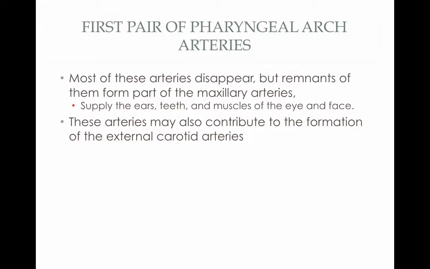So the first pair of pharyngeal arch arteries, these are arteries that disappear, but remnants still remain and form part of the maxillary arteries. They supply the ears, the teeth, the muscles of the eye and face. And these arteries may also contribute to formation of the external carotid arteries, or ECAs, if you are familiar with carotid imaging or vascular imaging.